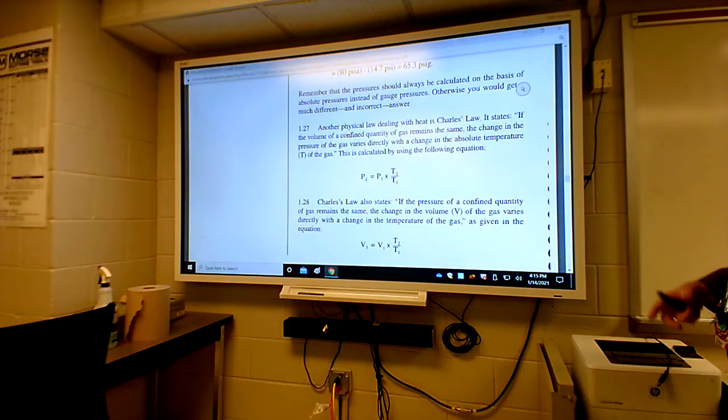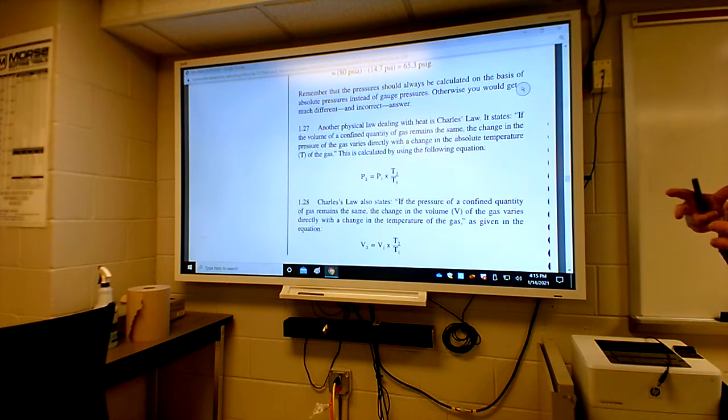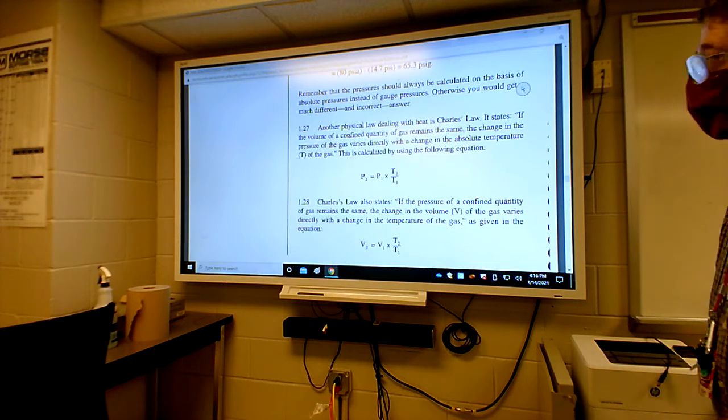Charles's law says that if the volume of a quantity of gas remains the same, then the change in the pressure varies directly with a change in temperature. So temperature goes up, pressure does what? Yeah, they're direct. If temperature goes down, pressure goes down. It's a direct relationship instead of an inverse, like with volume. Volume and pressure are inverse, and temperature and pressure are directly related.